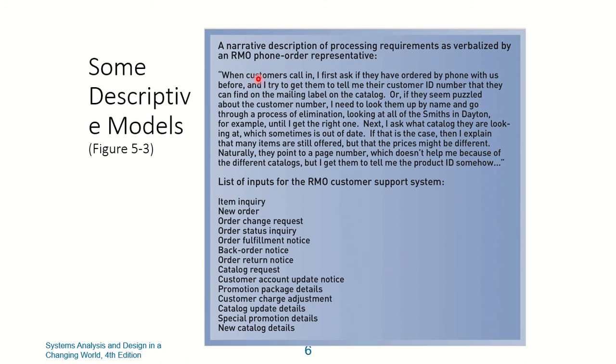So, when a customer call in, I first ask if they have ordered by phone with us before and try to get them to tell me their customer ID number that they can find on the mailing label on the catalog. Or if they seem puzzled about the customer number, I need to look them up by the name and go through the process of elimination, looking at all of the Smith in the data and so on and so forth. So basically, kani nga example man good is a model for data.